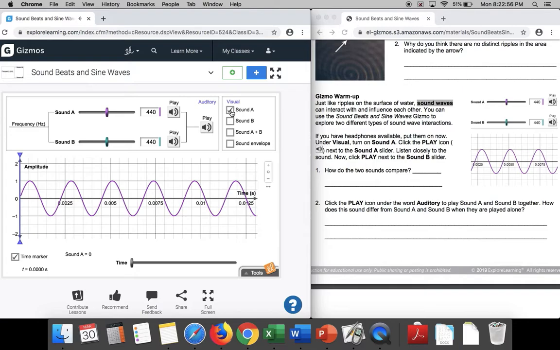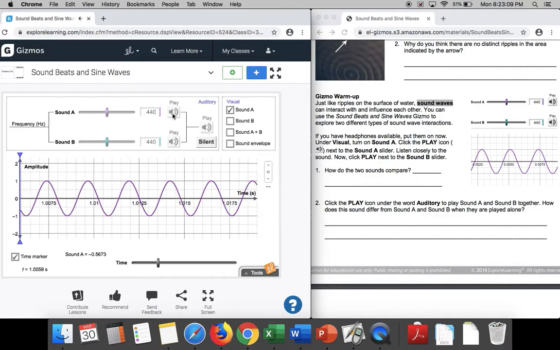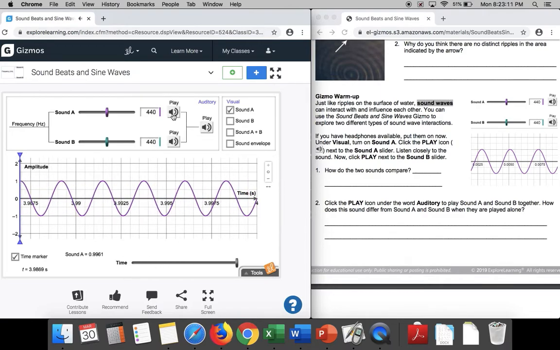so I'll click this right here, make sure it's checked, and then I'm going to play. And I don't want to click this play because that's going to play both these sounds together. Instead, I'm going to go right over here where sound A is, and I'm going to click play right here. And then, after I do that, I'm going to go back over here, I'm going to uncheck sound A, and I'm going to check sound B. And now I'm going to go down here where sound B is, and I'm going to click play.